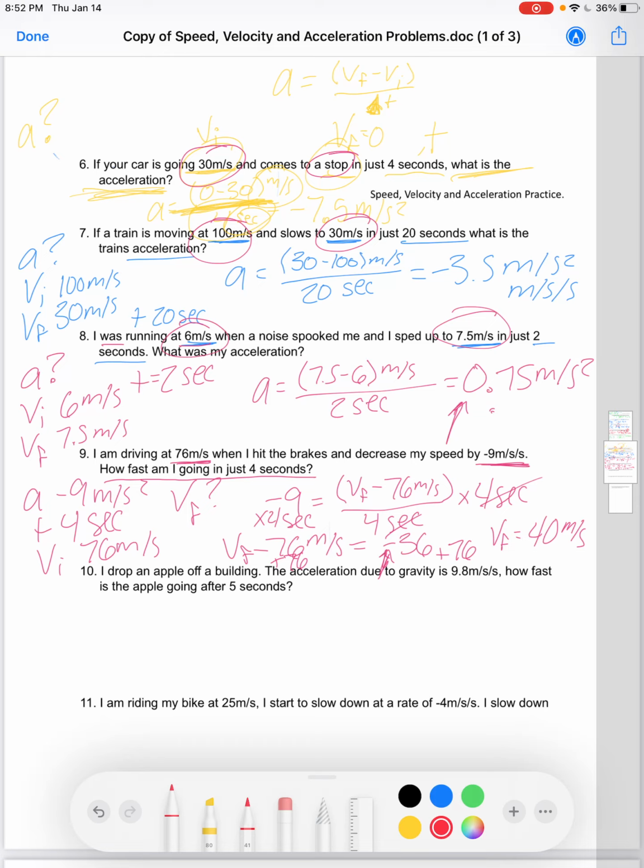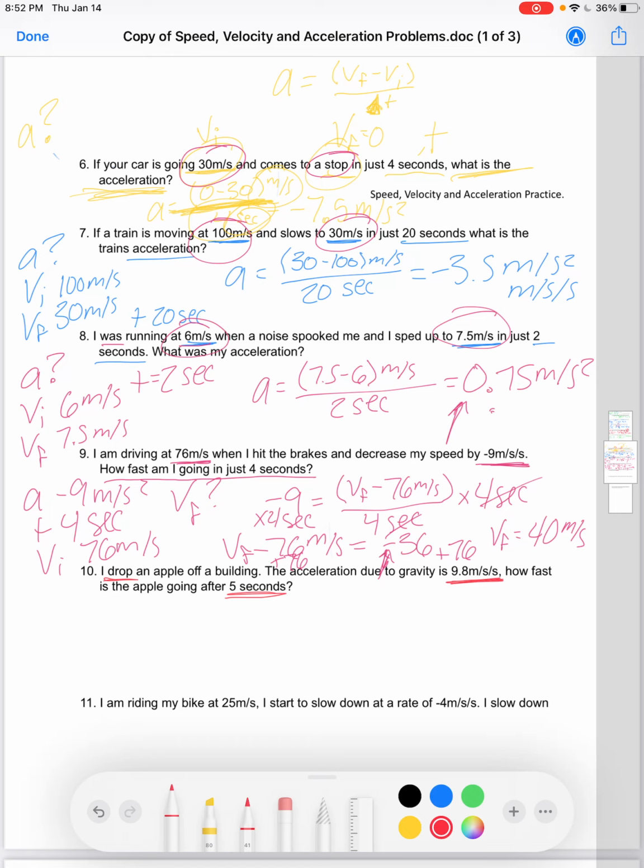Drop an apple off a building. The acceleration due to gravity is 9.8 meters per second squared. How fast is the apple going after 5 seconds? Okay, so you're dropping it.